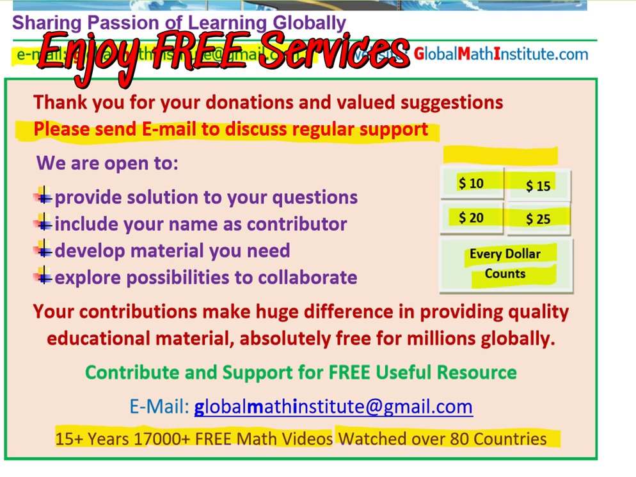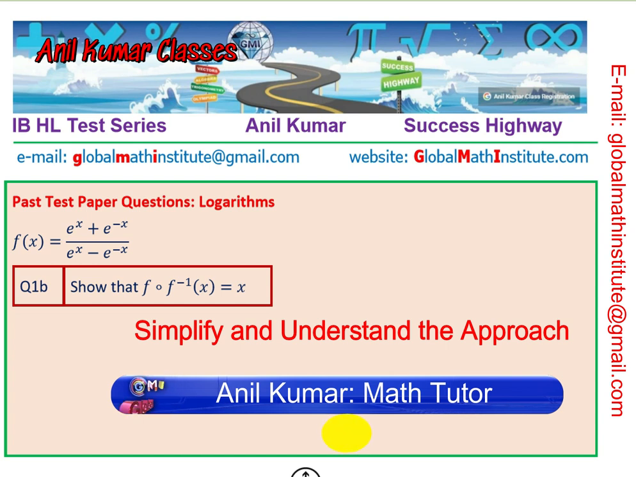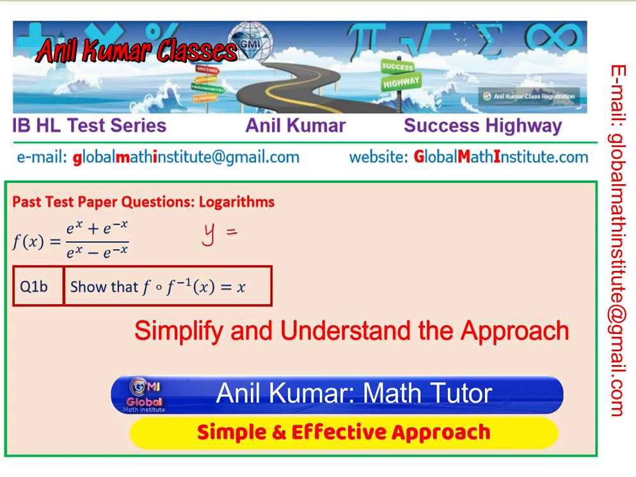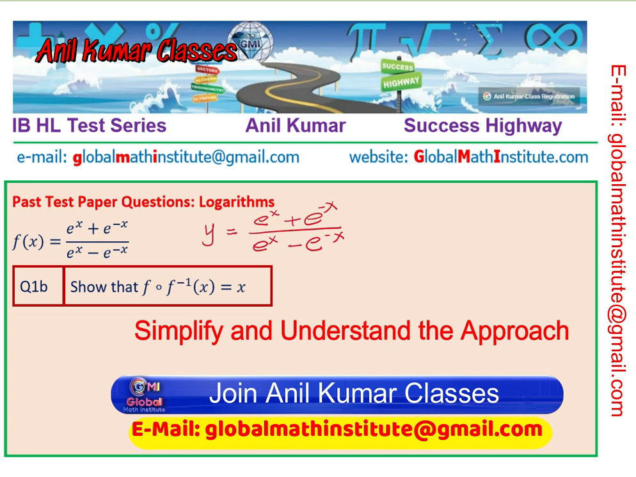Now let's get back to the question at hand, which is solving this exponential function, finding its inverse. Now, as such, it is a difficult question. So let me write this in terms of y equals to what? So y equals e to the power of x plus e to the power of minus x over e to the power of x minus e to the power of minus x.